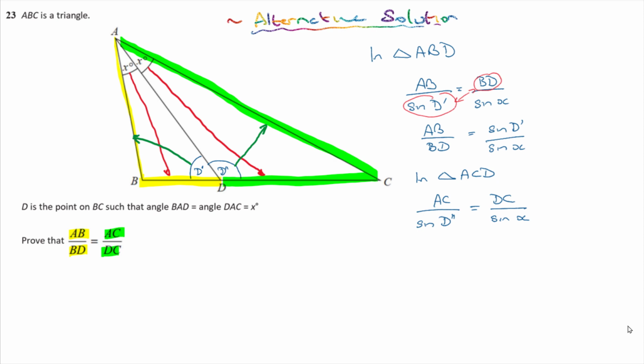Okay, right, so again I'm going to make it look like this bit over here, AC over DC, by cross multiplying these two things again.